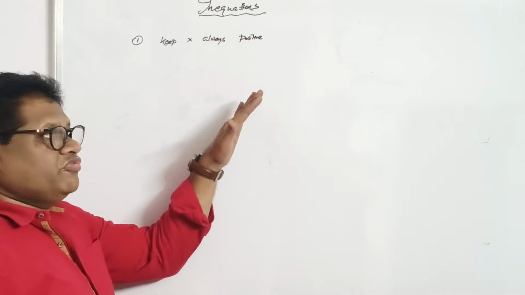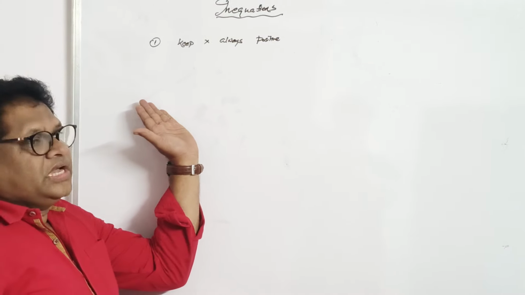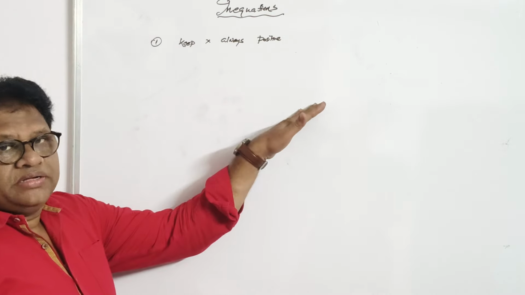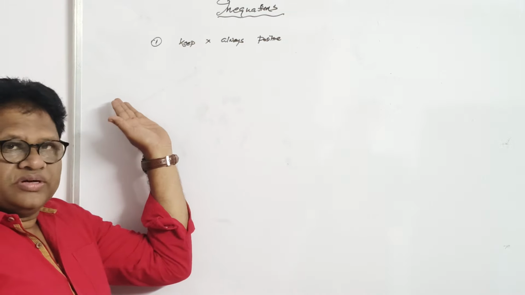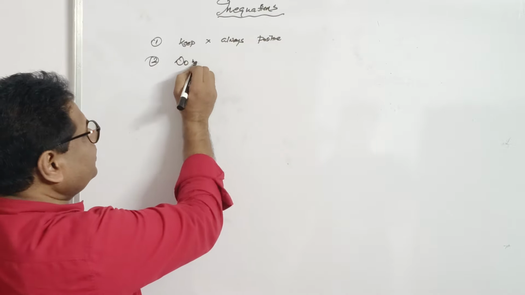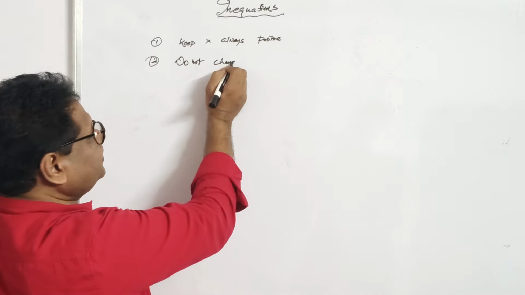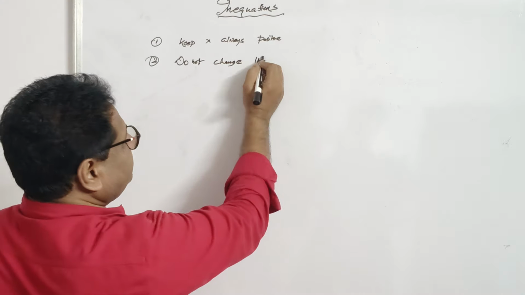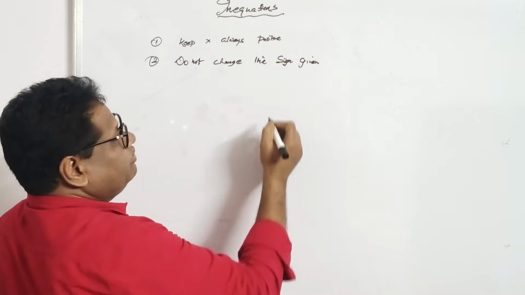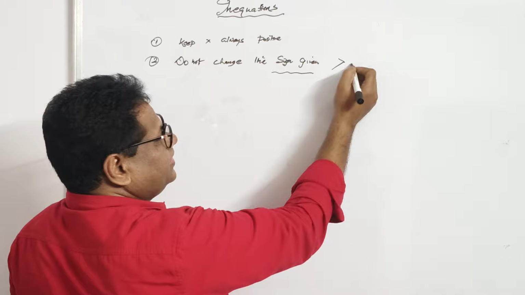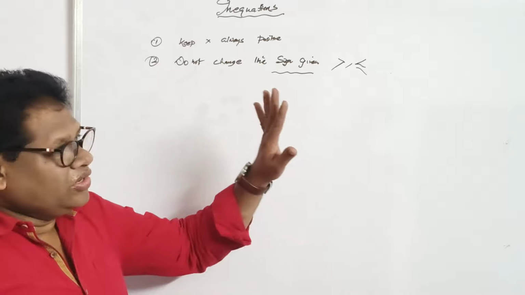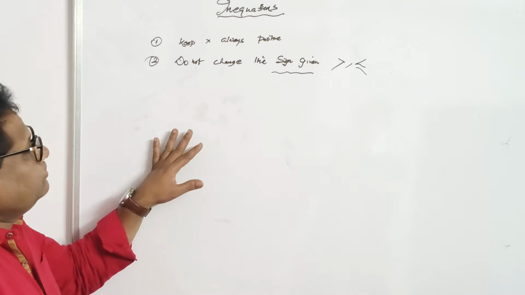Suppose if x is on the left hand side of the equation and is negative, transfer it to the right hand side, and if x is negative on the right hand side, shift it on the left hand side. And second thing is that don't change the sign given. The sign given means whatever it is, less than, greater than, or equal to, whatever is given, you don't change the sign.